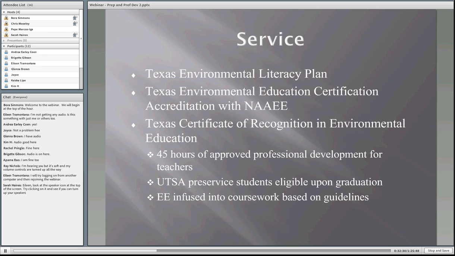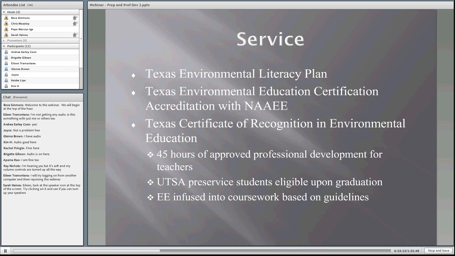Some of the things that are going on in terms of service in our state gear around the guidelines. We are in the middle of writing the Texas Environmental Literacy Plan. There are states, and some of you may be in those states, that have different versions of an environmental literacy plan, but we're using the guidelines to help direct our writing of this plan. We also have, similar to Maryland, Texas Environmental Education Certification. I won't go into detail because ours is similar to what Maryland's doing, and we're going to be doing some revisions to that in hopes of getting it accredited by NAAEE.